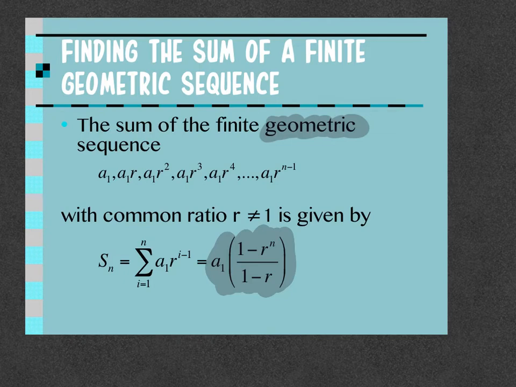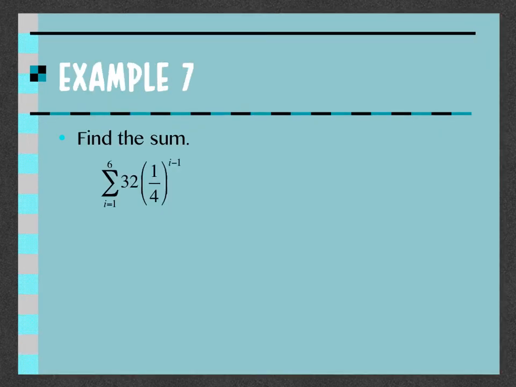So this notation is just your normal summation. Okay? So it's 1 minus r to the n over 1 minus r times a sub 1. So I'm going to write that again. The sum of a geometric finite is a sub 1 times 1 minus r to the n over 1 minus r. So now it's the fourth, right? Yeah, fourth formula we've got to know.